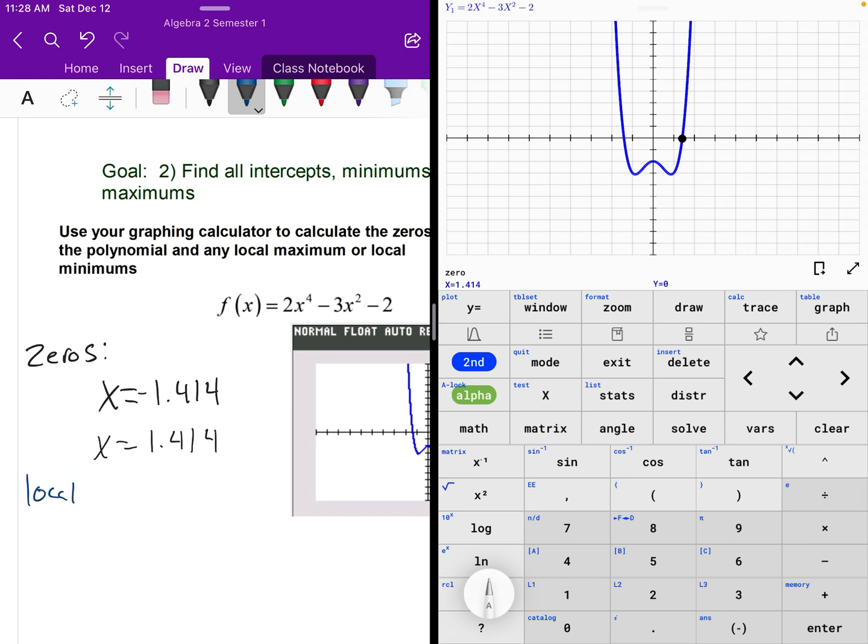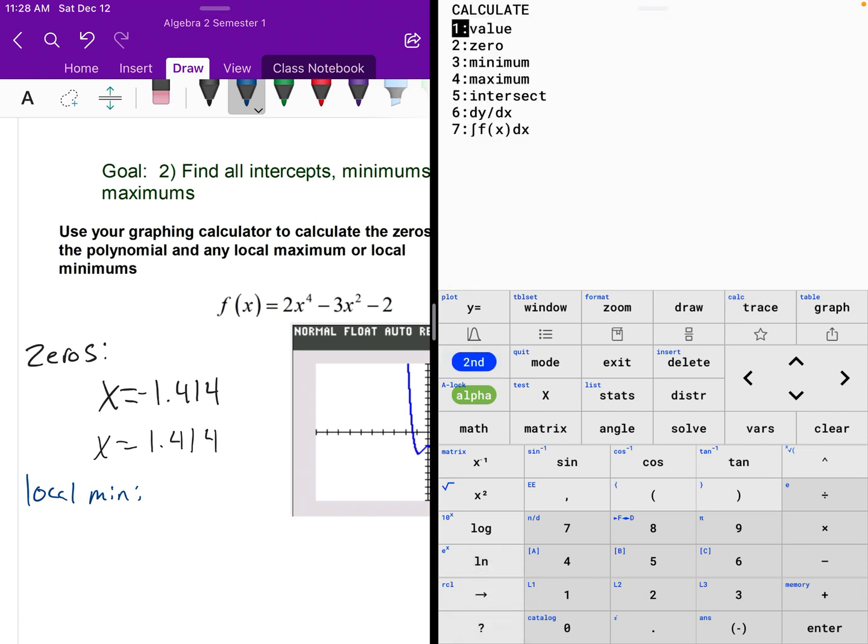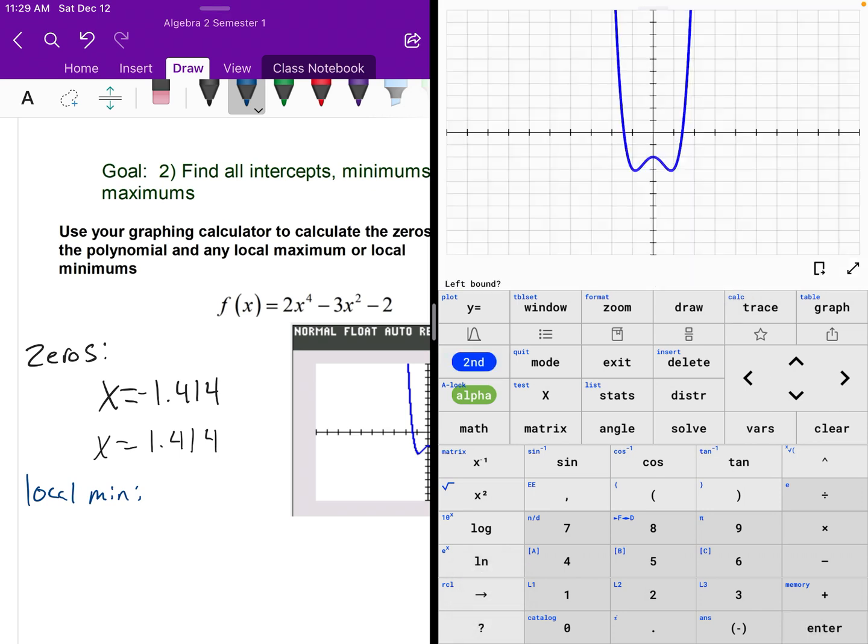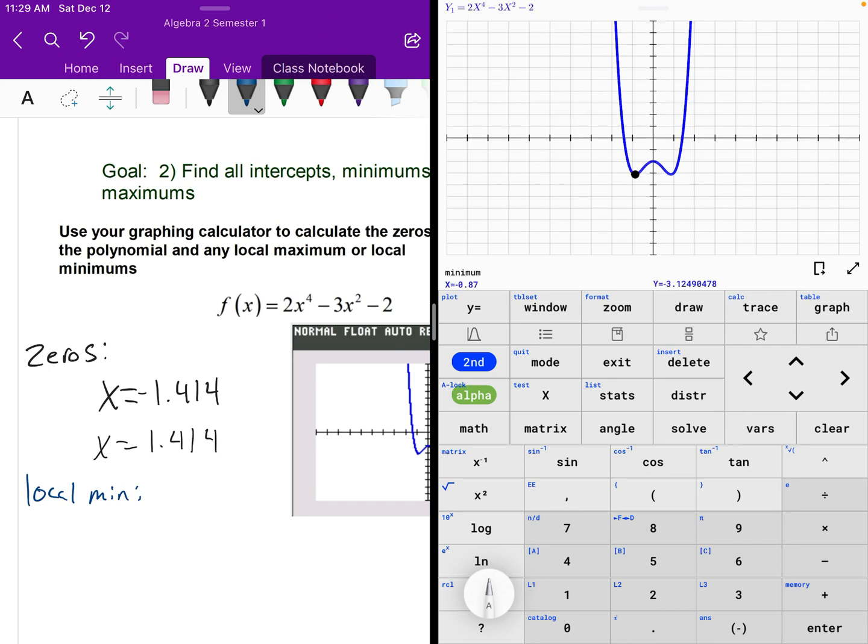So local min, looks like we have 2 of them. Second trace, minimum. Now it looks like it's really close to that negative 1. So in this case, I'm just going to go negative 2 to 0, because I know that that minimum falls within that range. So negative 2, 0. And again, we're just looking for that y coordinate. So negative 3.12.